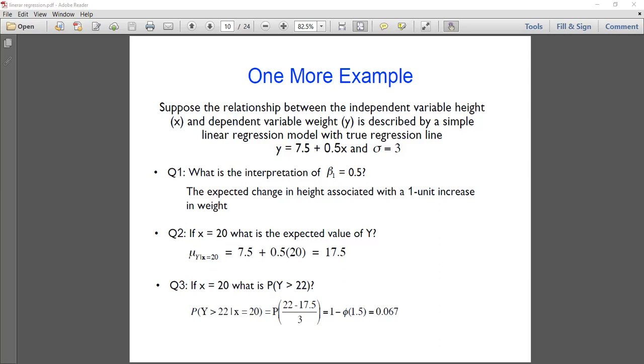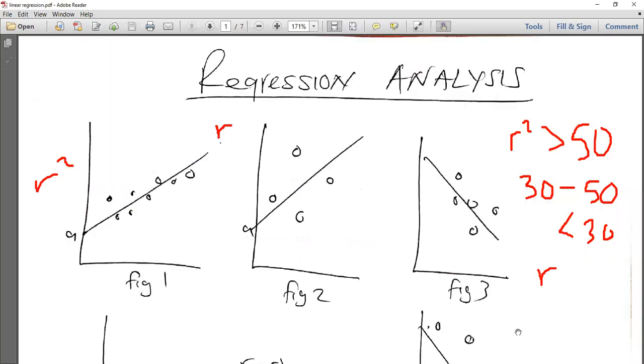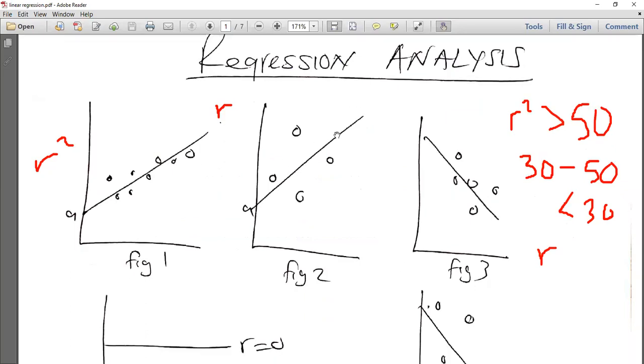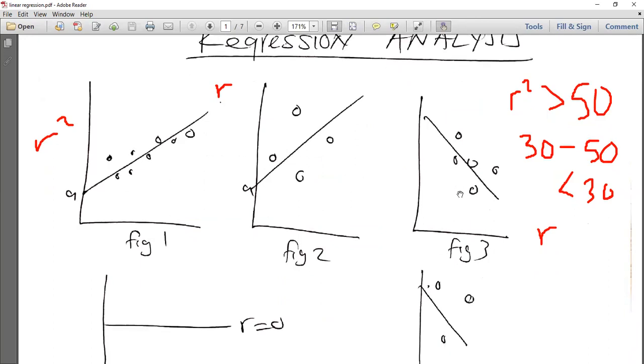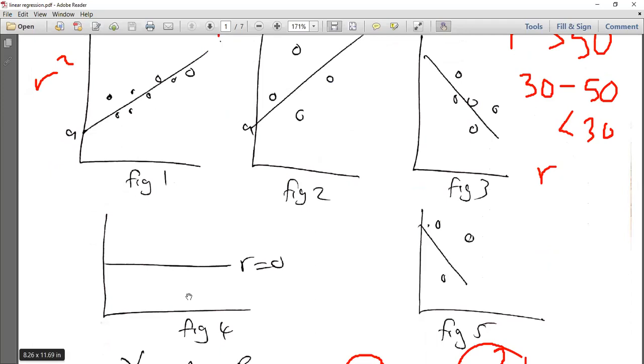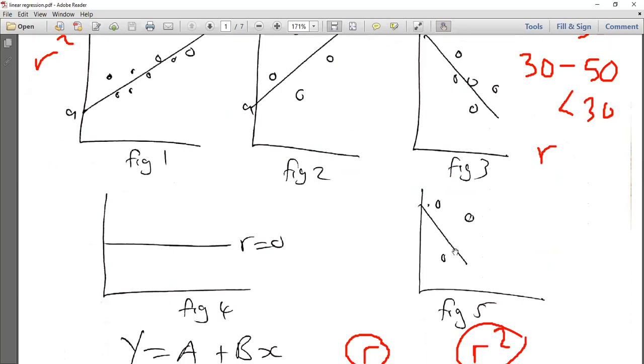So let's now look at how the regression equations look like. So let's start with the graphs. So we have figure 1 to 5. Figure 1 simply shows a positive relationship that is strong. Figure 2 shows a positive relationship that is weak. Figure 3 shows a negative relationship that is weak. Figure 4 shows a 0 or no relationship at all. And figure 5 shows a negative relationship that is strong.